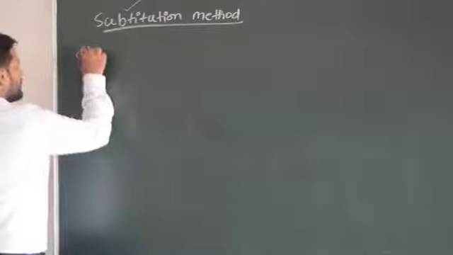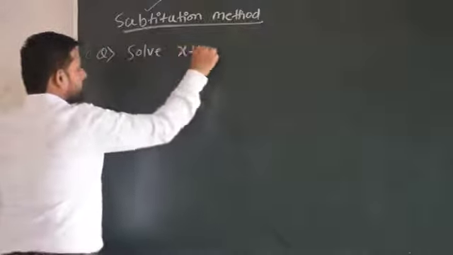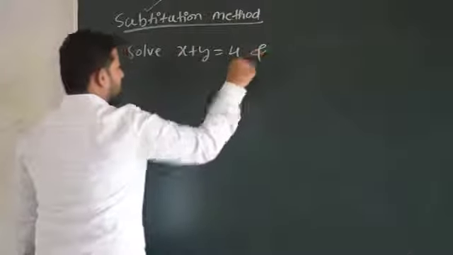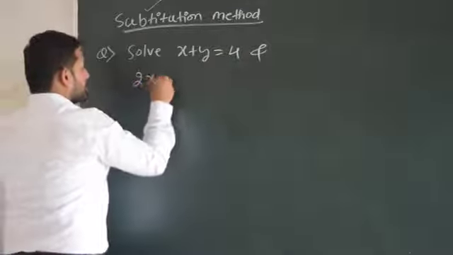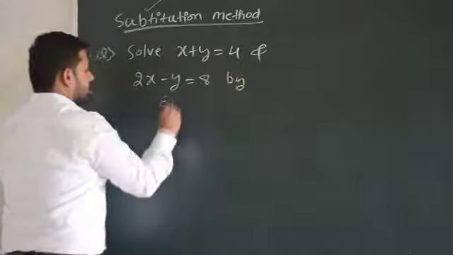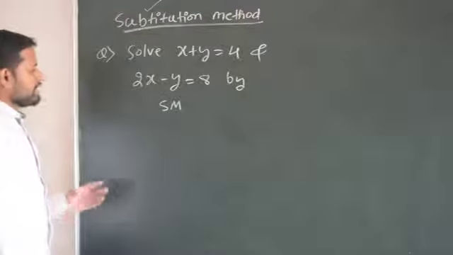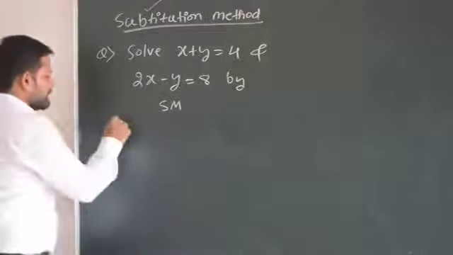Okay. So if the question is given like: solve x plus y is equal to 4 and 2x minus y is equal to 8 by substitution method. I am going to use the shortcut SM. You can write it completely as substitution method if they are asking. This is very simple, dear children.